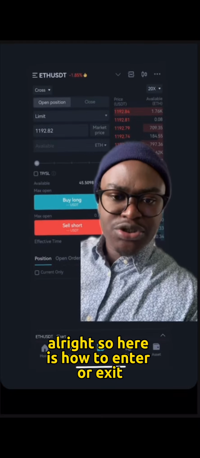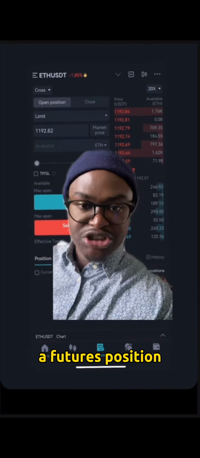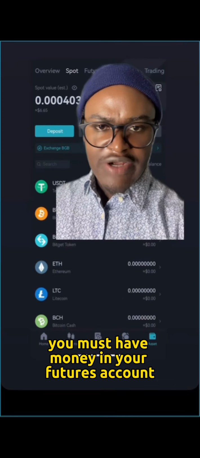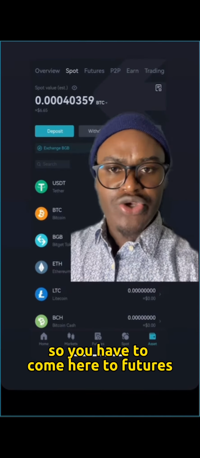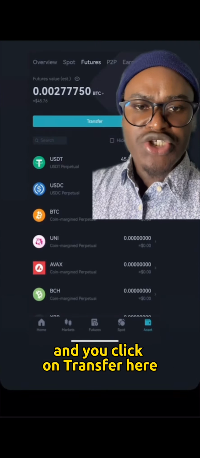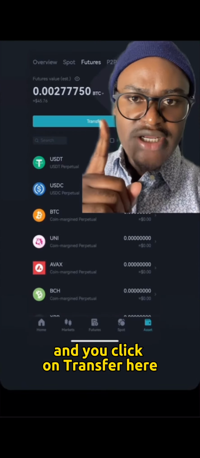All right, so here is how to enter or exit a futures position, what you need to look out for and what you must do. Now, to begin, you must have money in your futures account. So you have to come here to futures and you click on transfer here.